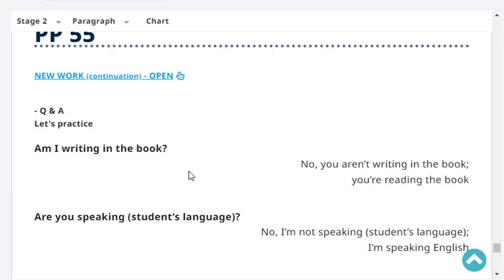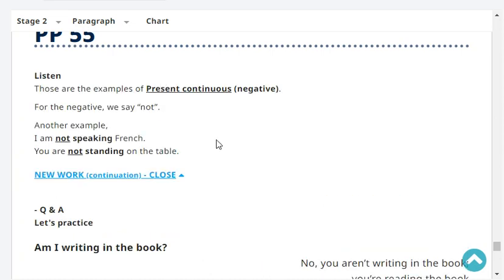Okay, listen. So those are examples of present continuous negative. For the negative, we add the word not. Okay. For positive, we say I am speaking. Negative, I am not speaking. For example, I am not speaking French. You are not standing on the table. Okay, so you are not doing it now.